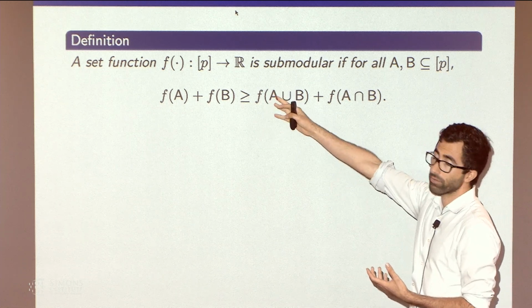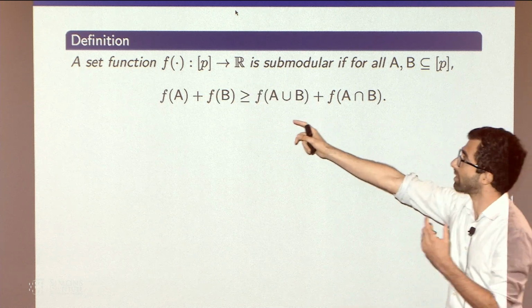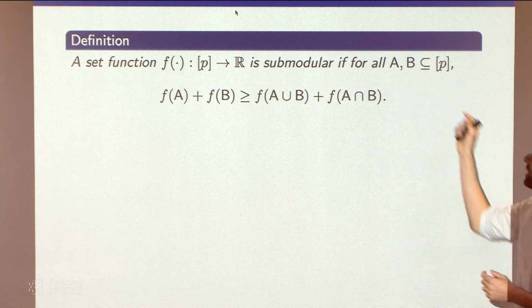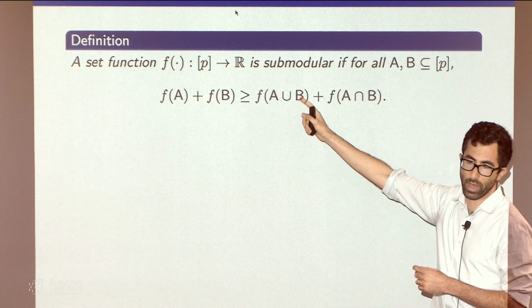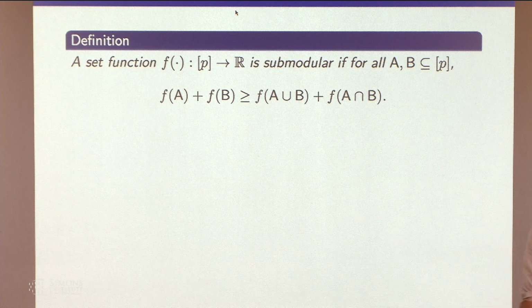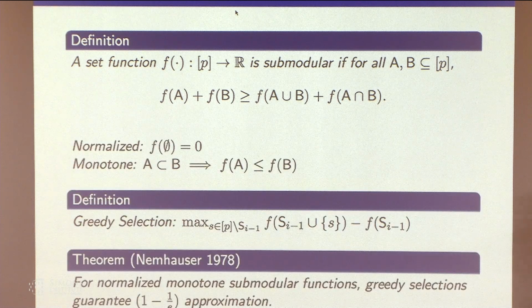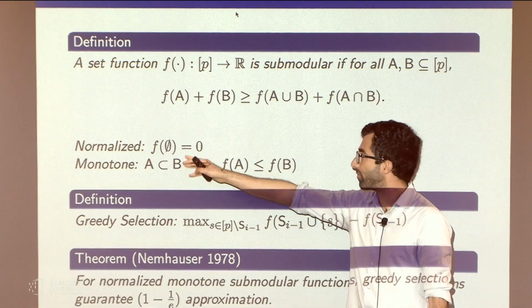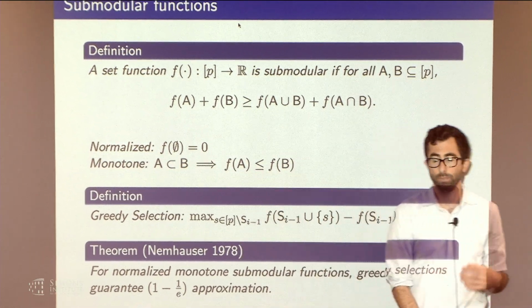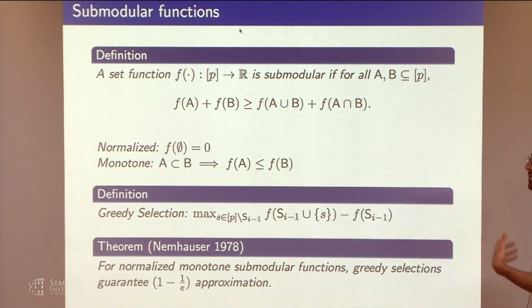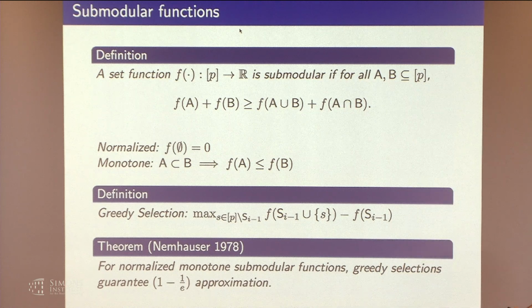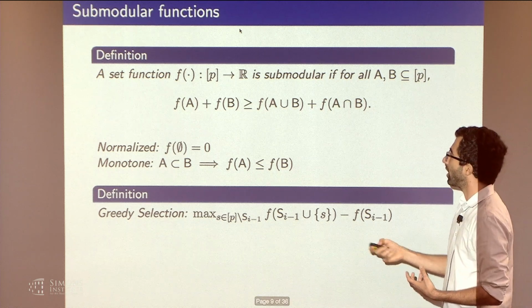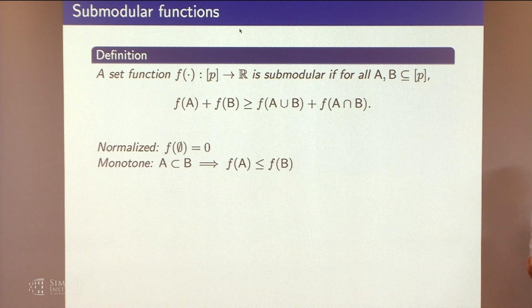And so a set function f that maps subsets of p to R is submodular if for all A and B subsets of p, where p is 1 to p, f of A plus f of B is lower bounded by f of A union B plus f of A intersect B. Okay. The set function is normalized if f of the empty set is 0, and it's monotone if I take any B that's a superset of A, then f of B is greater than or equal to f of A. For us, that's like saying if I select more low-rank matrices, then I'm able to optimize my objective L better.